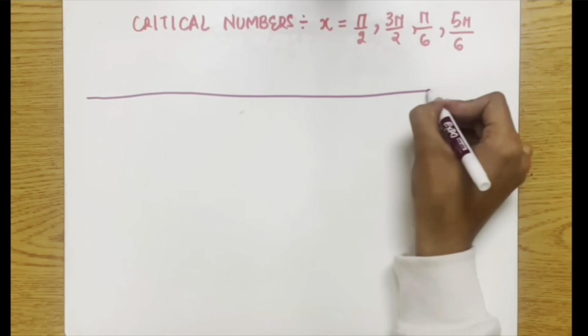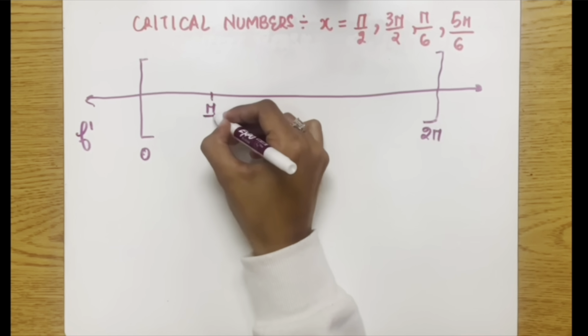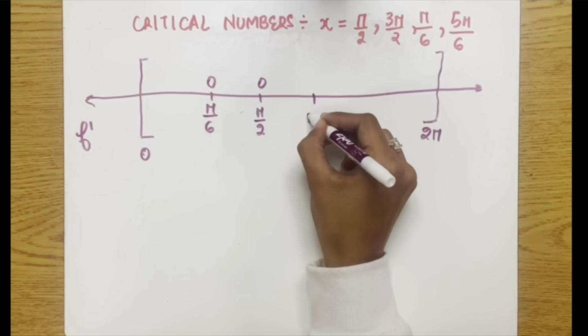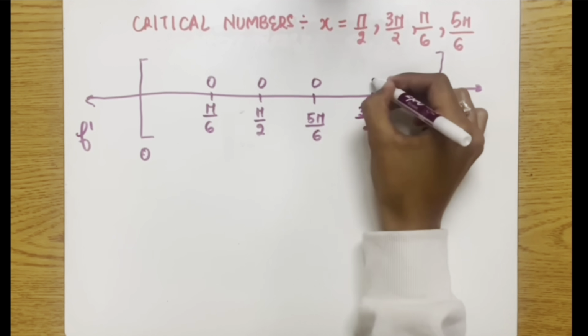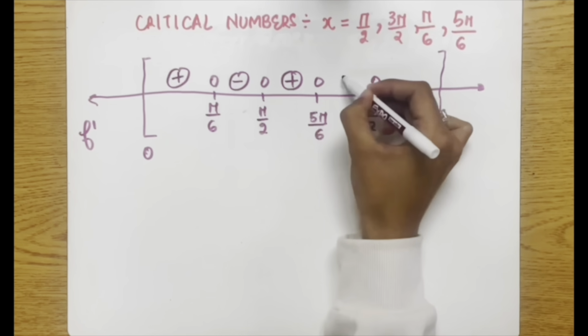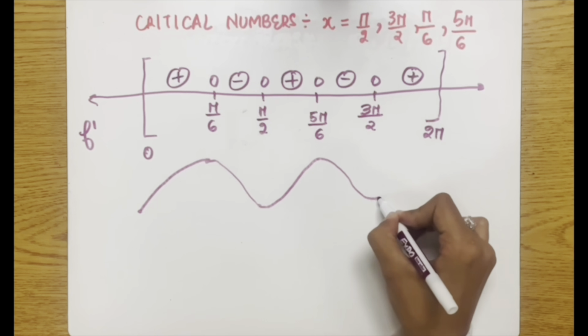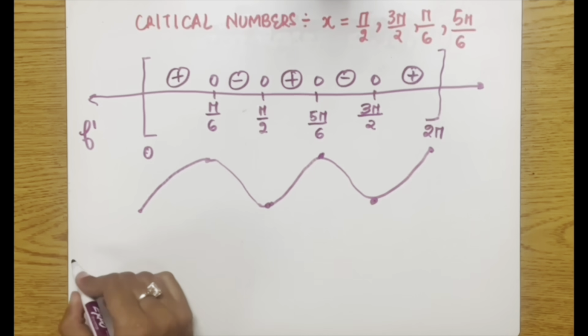Now we draw the number line of f prime of x and put the critical numbers on it. To find the signs between the critical numbers, we plug in numbers between two of them into the derivative. Now we estimate the graph of the function and we can see that f prime of x is changing sign 4 times.